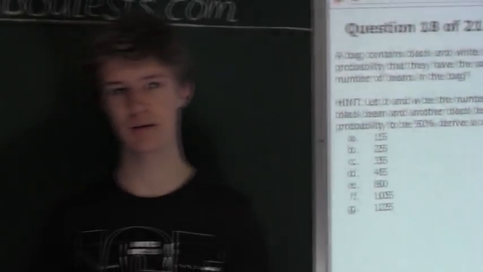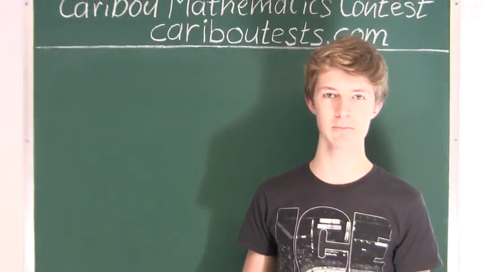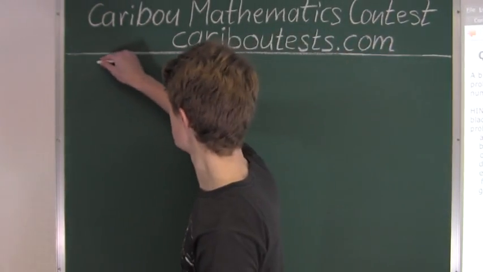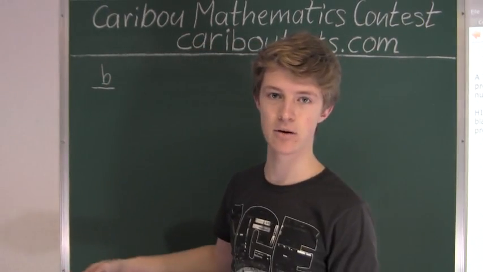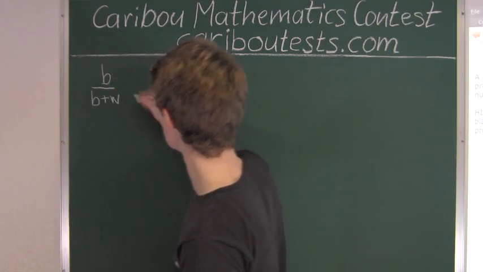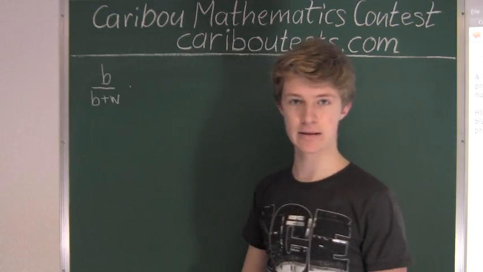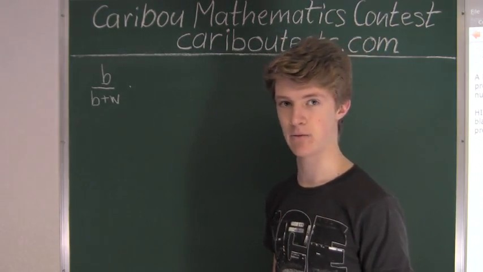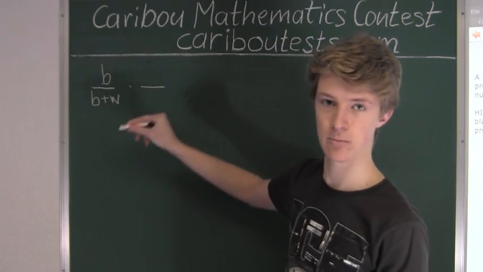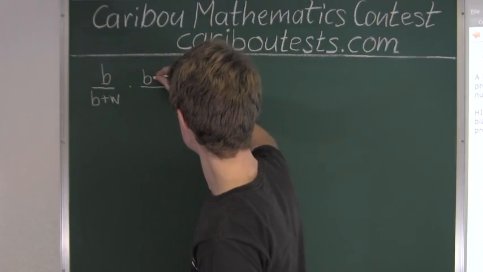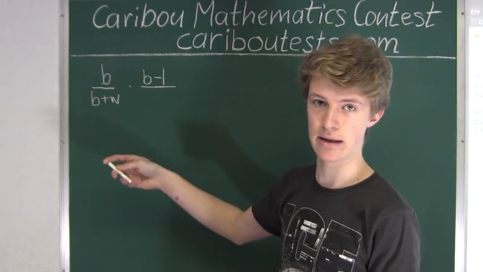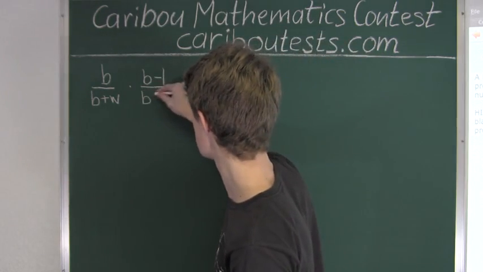Alright, now first, let's find the probability of just taking a black bean out of the bag. That would be B for black beans, divided by the sum of all beans, which is black and white beans, so B plus W. And since we want two black beans taken out of the bag, we must multiply this by B minus 1, and in the denominator we have B minus 1 plus W, so we will just write B plus W minus 1.